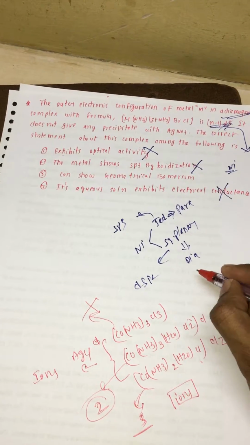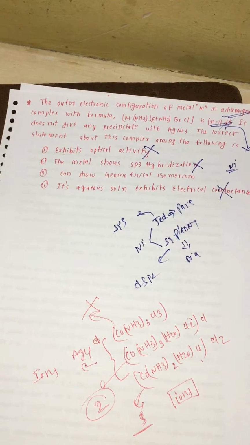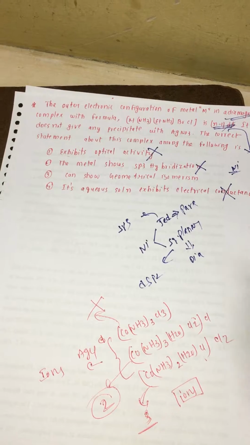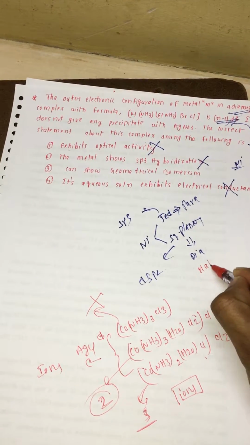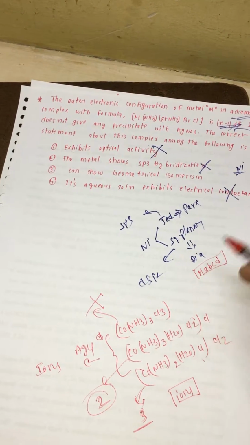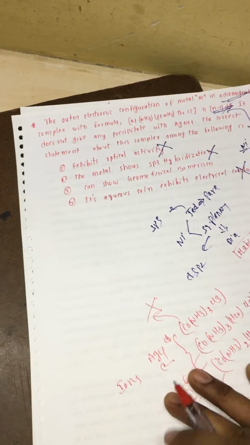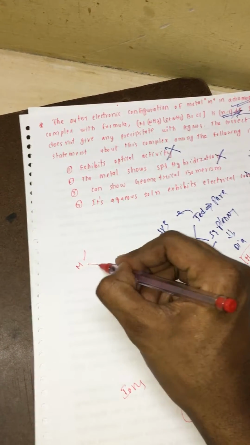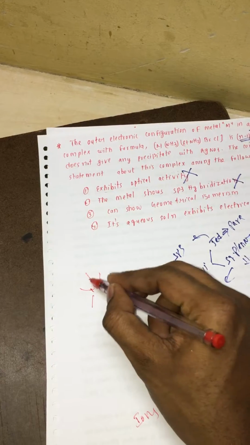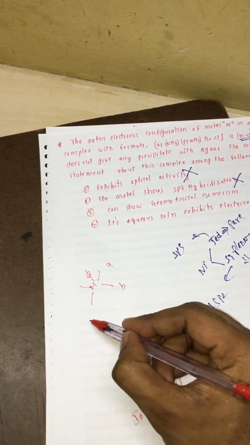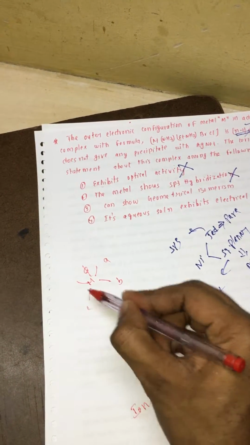So here we have geometrical isomerism. So yes, it shows geometrical isomerism. This is present in the form of MABCD, right? So here we have A, B, C, D.